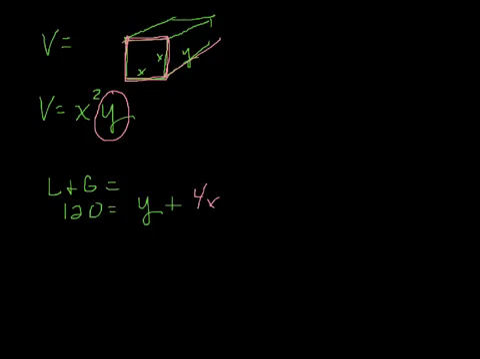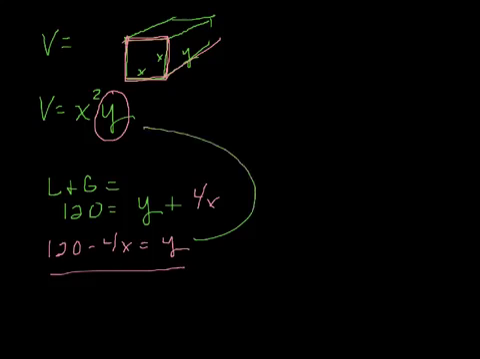So set y by itself. 120 minus 4x equals y. Okay, so now you have y isolated. So now you already know what to do. You're going to plug that into your volume formula. So the volume is x squared times 120 minus 4x.